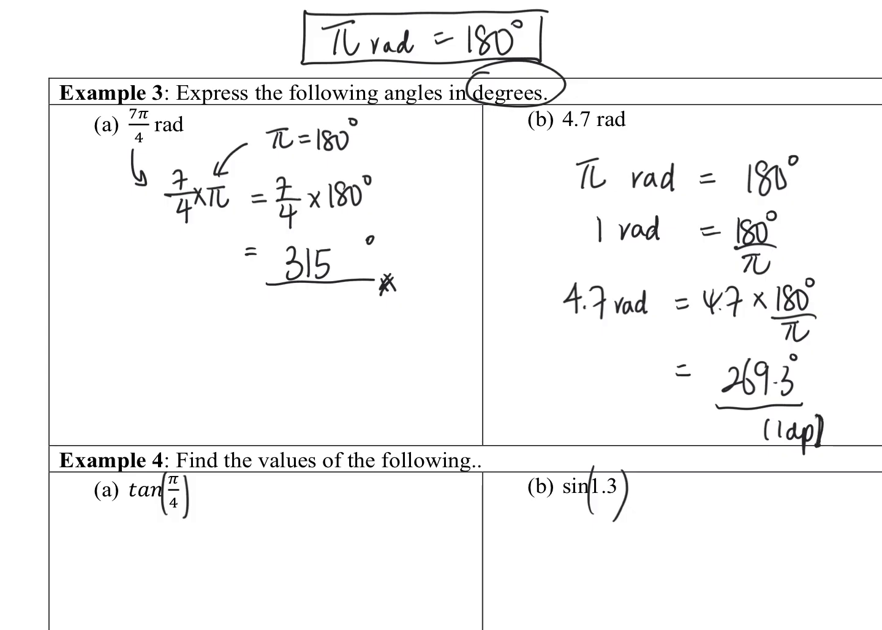1 meter is 100 cm, right? So who told you that? It's because when we learn about it, this is how they already crafted it. So for angle, it's the same thing. Pi radians is 180 degree.